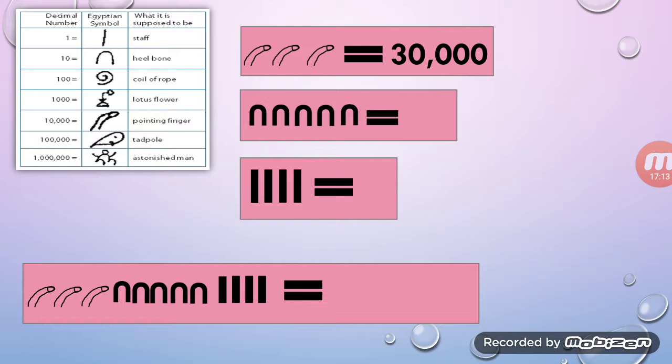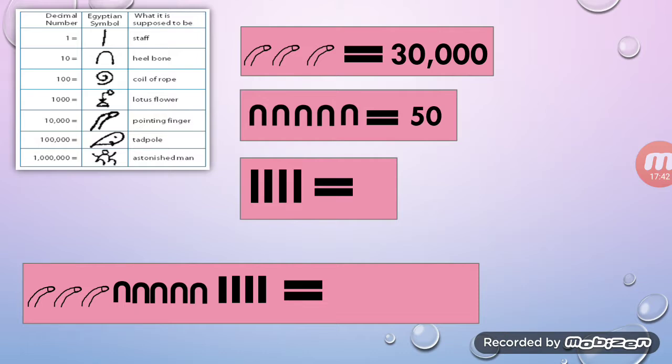Moving on to our second set, we have the 5 union or intersect symbols, the upside down U's. And if we're looking at the graph, we can see that one of those, the heel bone symbol, represents the number 10. And since we have 5 of them, we can infer that 5 of them is going to equal the number 50. And now we move to our third set, which is the 4 vertical slashes.